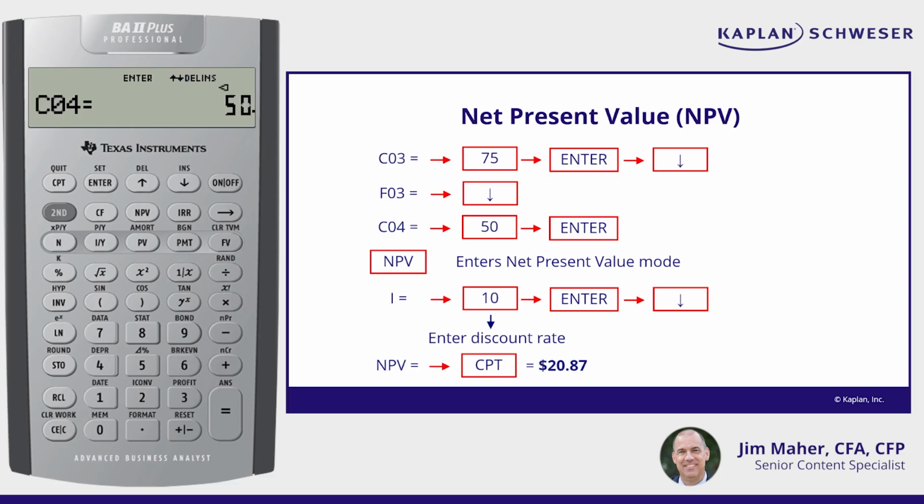And now what we want to do is enter our net present value mode. And there we go. And there's our interest rate. I indicated that to you as the interest rate of 10%. I gave you that on our last screen. We're going to enter that.